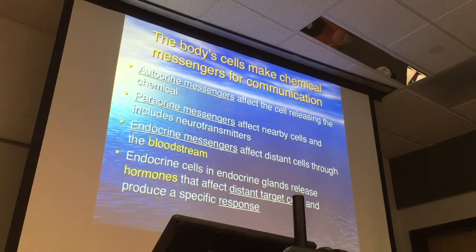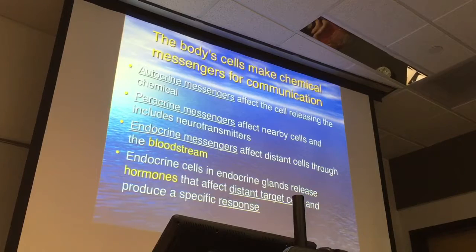Paracrine messengers, one cell releases the chemical, it goes through the interstitial fluid to get to a target cell, and it affects it. We have actually talked about one of those, and that would be the histamine released by the enteroendocrine cells that affect the parietal cells in the release of gastric juice.